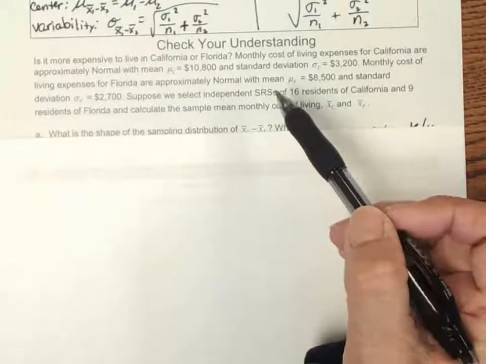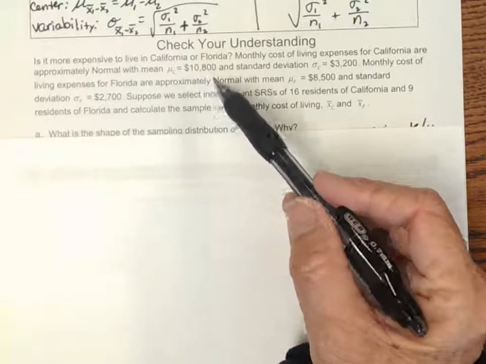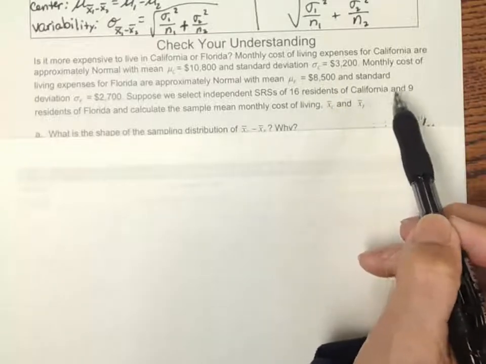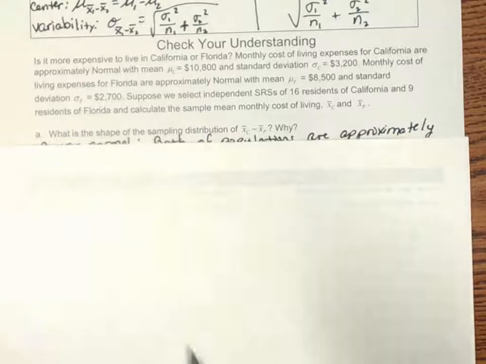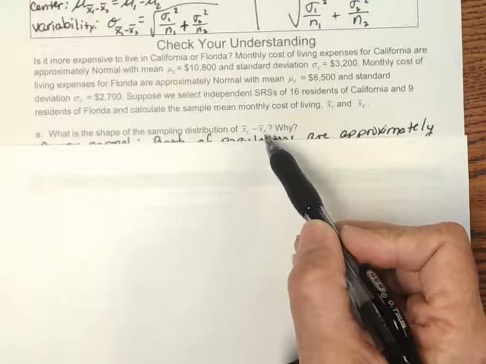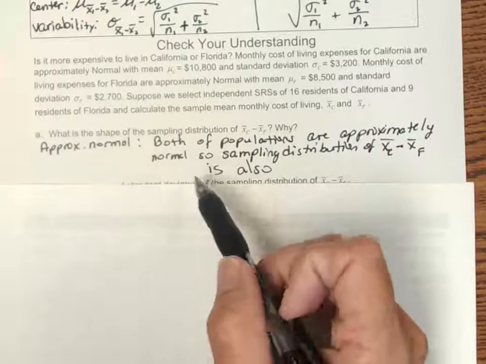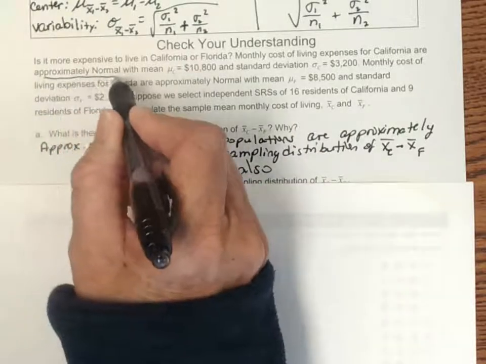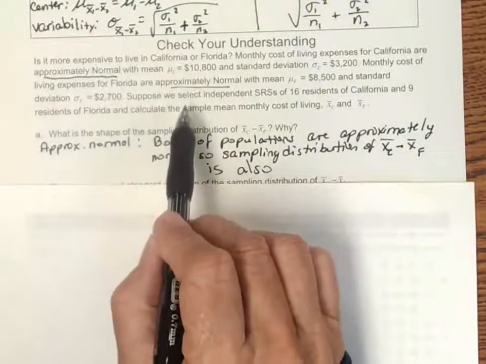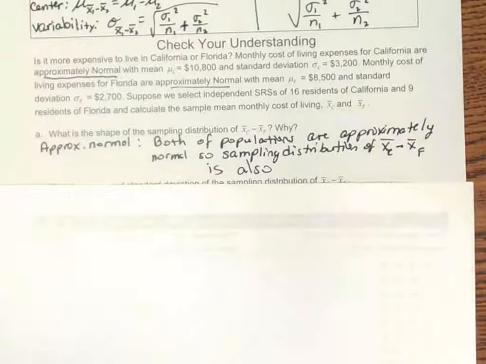We are comparing cost of living of California and Florida. So these are mean values. They're numbers, they're not proportions. And we're looking at different sample sizes here, 16 residents of California and 9 of Florida. So let's take a look here. What is the shape of the mean cost of living for California minus the mean cost from Florida? Well, it is approximately normal. We have to check both populations, and we are told California is approximately normal and Florida is approximately normal. And because they both are approximately normal, the combination of the difference of them will also be approximately normal.